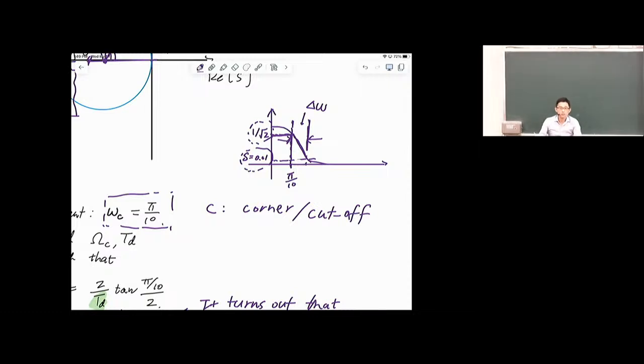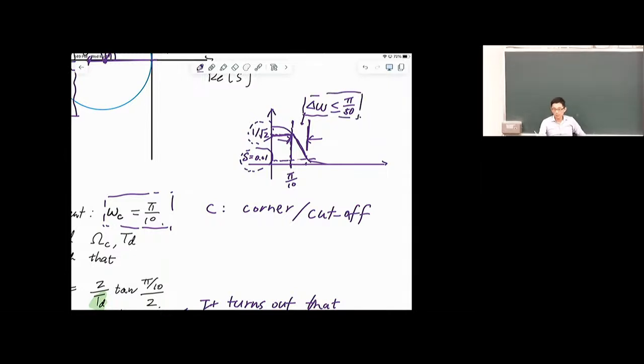Let's say there might be a criterion that you want to meet this specification of a delta omega narrower than, I'll give you a number, let's say, pi divided by 50. That could be a criterion to satisfy, a part of the specs. So to also meet that spec, we generally need to increase the order, right?